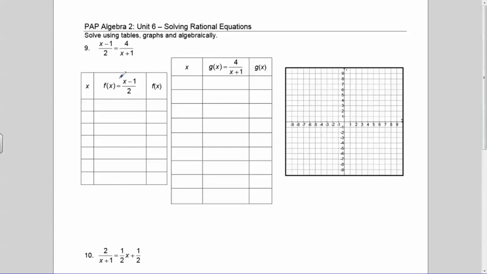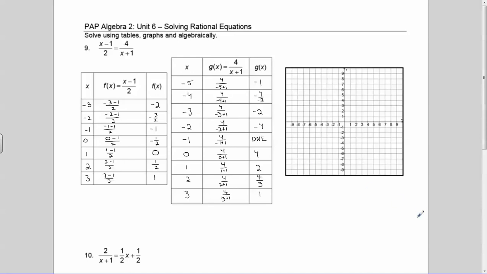All you're going to do is take the left side and plug in values for x to get your function values, and then take the function on the right side and plug in x values to get the values of your function. So here's what I filled in for my table, from -3 to 3 and from -5 to 3. To solve this, note that we are looking for a value of x. Our solution should be stated as a value for x.